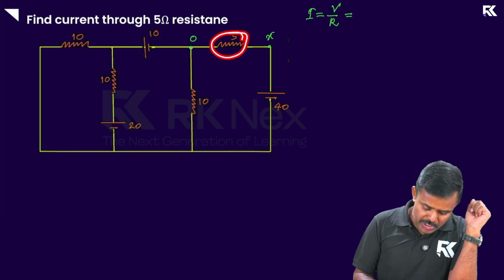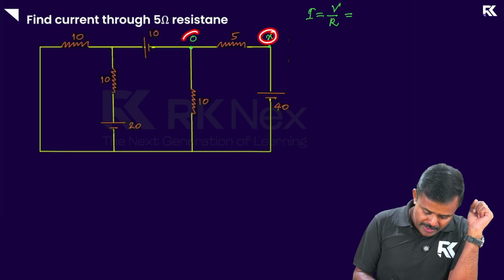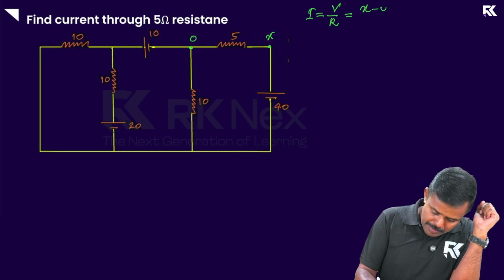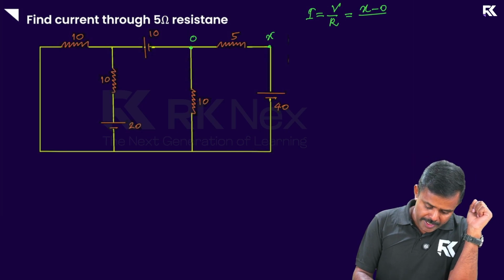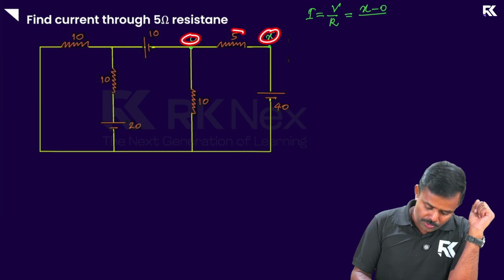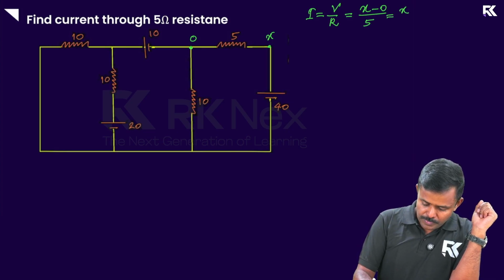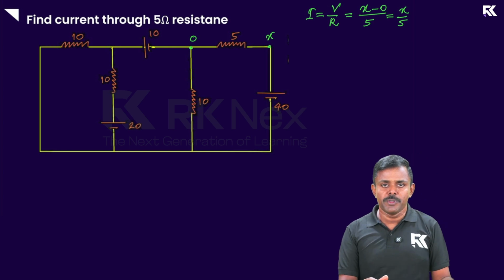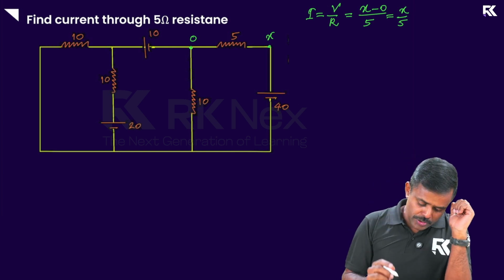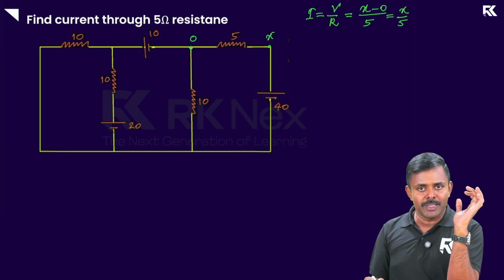What is V across this potential difference? The right end is connected at X, the left end is connected at 0. So the potential difference between them is X minus 0. Potential at the right end is X, potential at the left end is 0. So the potential difference is X minus 0, divided by the resistance, which is 5. That is X by 5. Now the question is very simple. My only challenge is to find the value of X and put it over here. That's it. So I'm going to find X by some methods now.